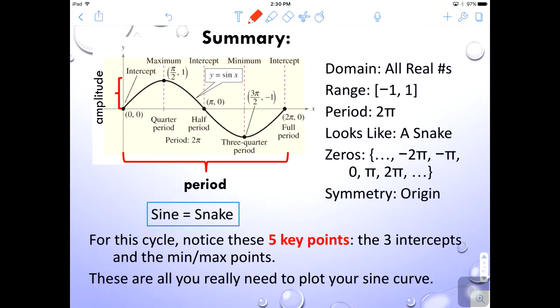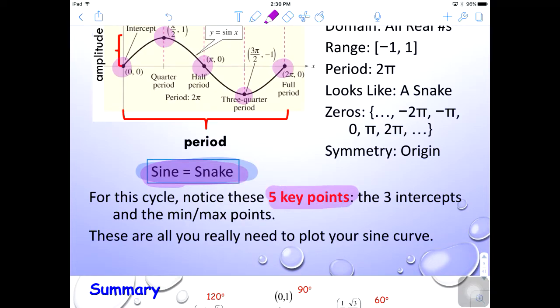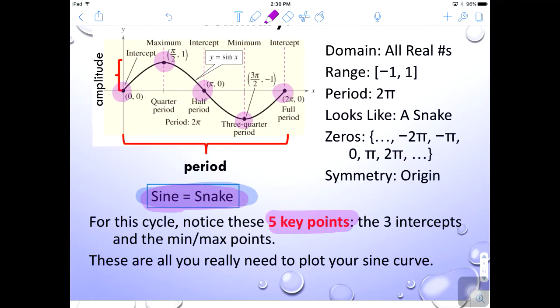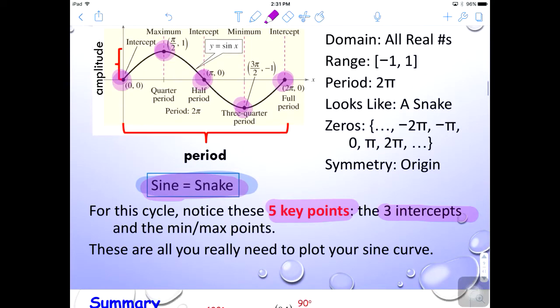Okay, and so here is a summary. Again, here's how we can memorize. The sine is in the shape of a snake right here. And the 5 key points that we went over earlier are right here. So those make the 5 key points. And 3 of them actually touch the x-axis. So those are the 3 x-intercepts. And then of the other 2, one is called the maximum point and one is called the minimum, a local max and a local minimum. So those are the 5 special points that make up sine.